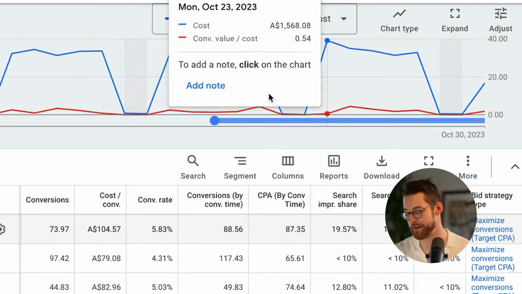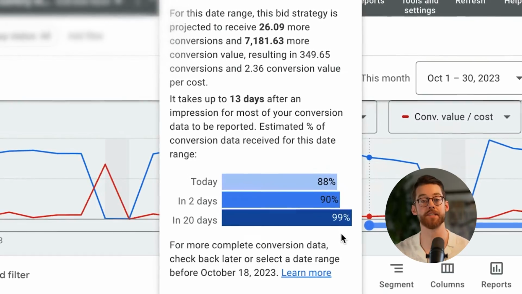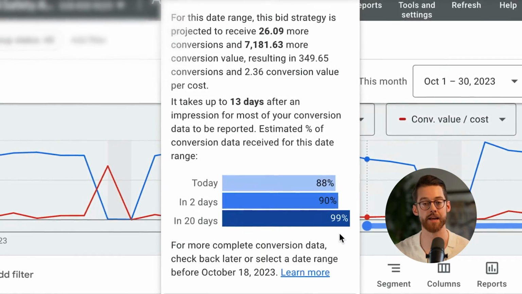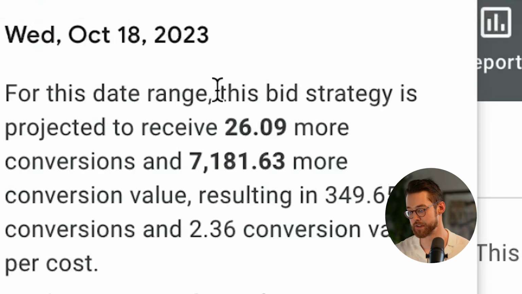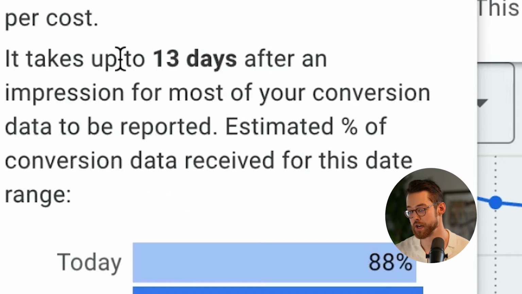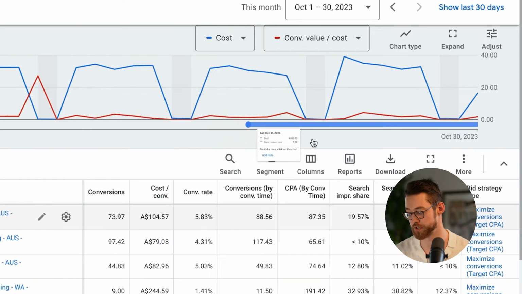So if I look at this account here, you can actually see that Google is even telling us that there is some latency in reporting because of this delay between when someone originally clicks on an ad and when they end up converting. For this date range, this bid strategy is projected to receive 26 more conversions and 7,000 more in conversion value. It takes up to 13 days after an impression for most of your conversion data to be reported. So in other words, there's a couple week delay on a significant proportion of our conversions.